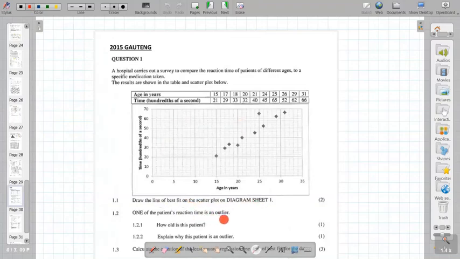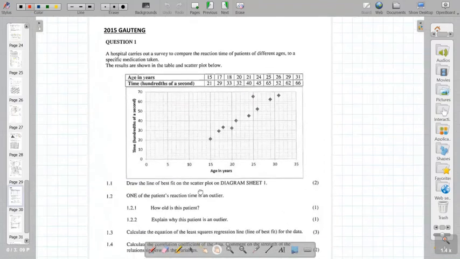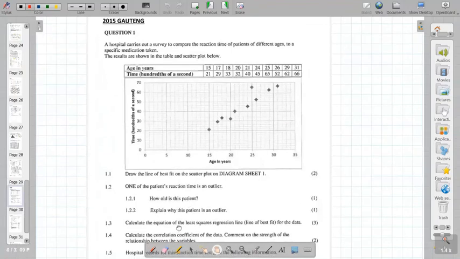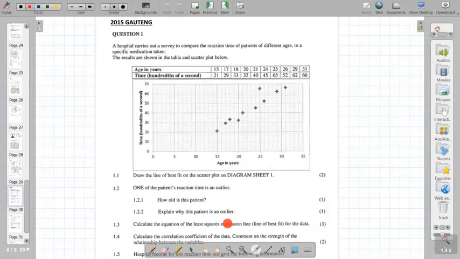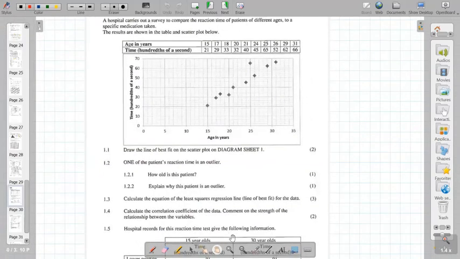The patient reaction time is an outlier. As you see, almost all the other dots are on a line like that. This point looks like an outlier. Explain why C is an outlier. Any reasonable explanation should be fine here. Calculate the regression line. That's just with the calculator again. Correlation, that is R, again just from the calculator.